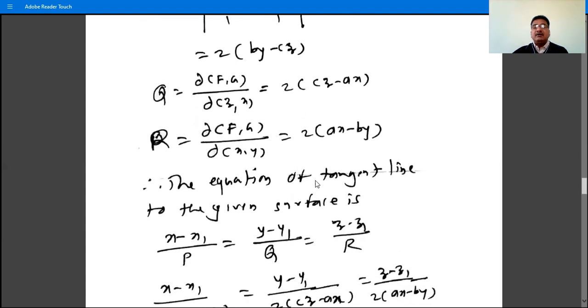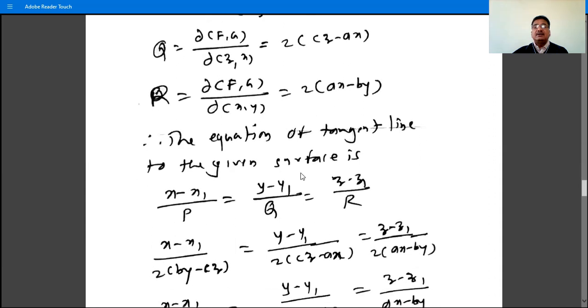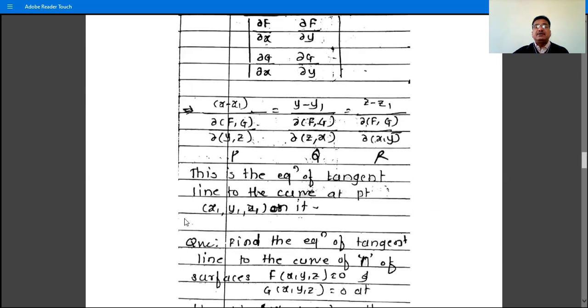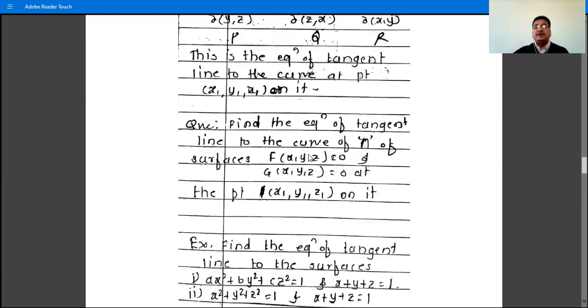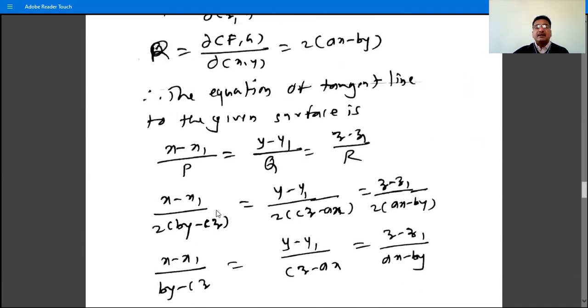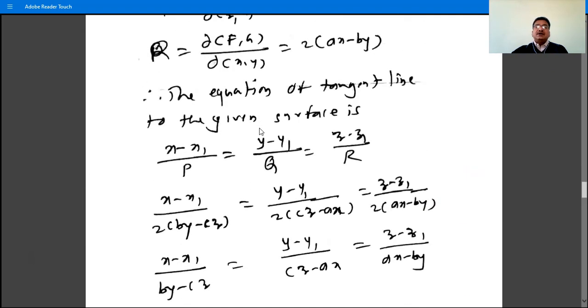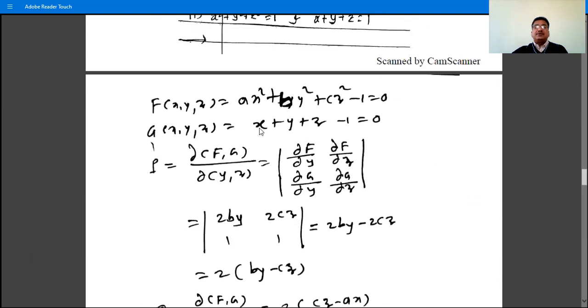And therefore the equation of the tangent line to the curve is (x - x1) divided by P, (y - y1) divided by Q, (z - z1) divided by R. That is, (x - x1) divided by the value of P, which is 2(by - cz), and similarly the value of Q and the value of R. So this is the equation of the tangent line to the curve of intersection of these two surfaces.